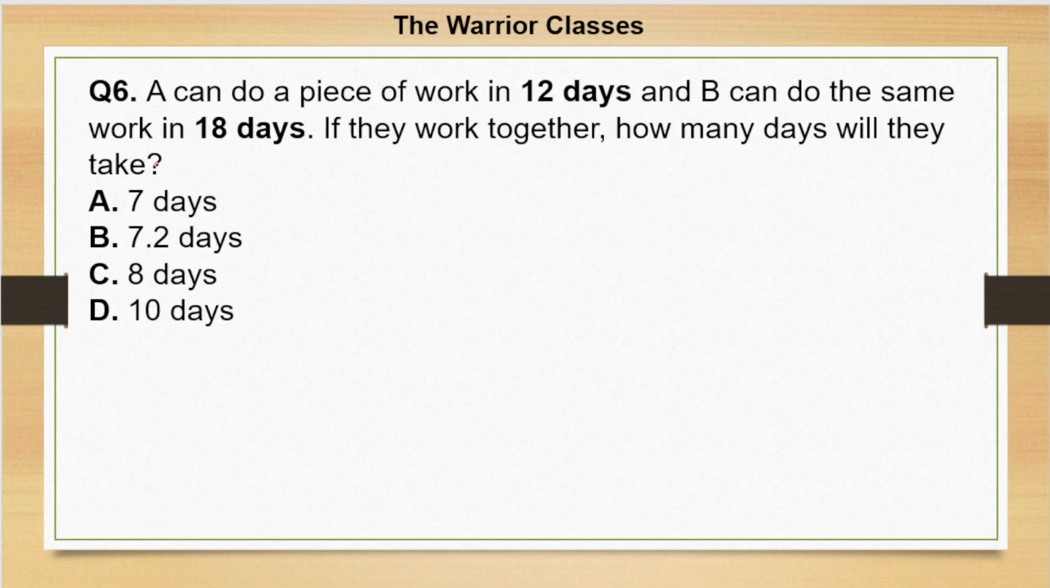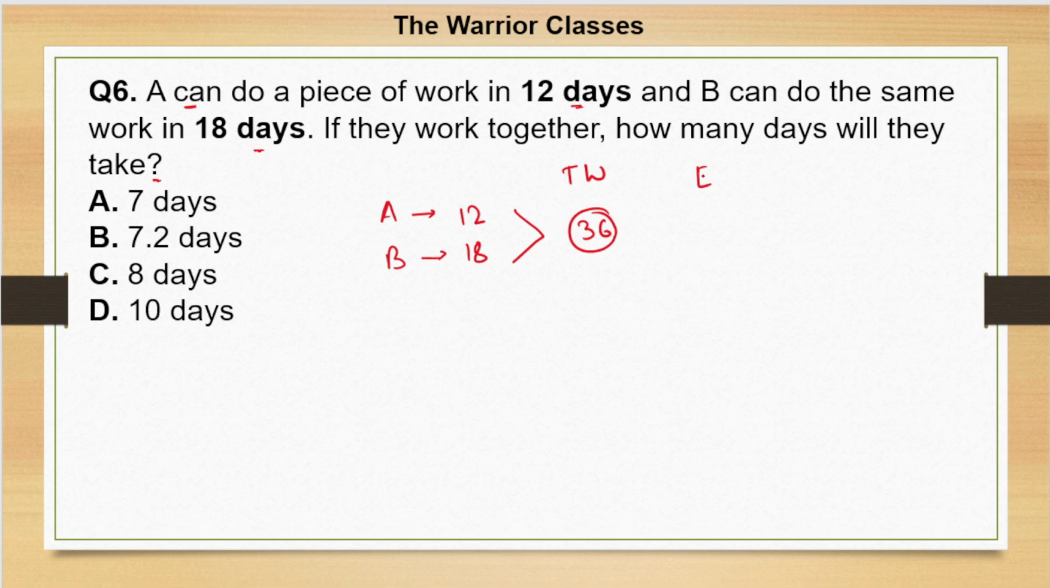Now similarly we will move to the next question. A can do a piece of work in 12 days. B can do the same work in 18 days. If they work together, how many days will they take? Now here A completes in 12 days and B completes the work in 18 days. Now for total work, we take the LCM of these two. LCM of 18 and 12 is 36. So 36 will be the total work.